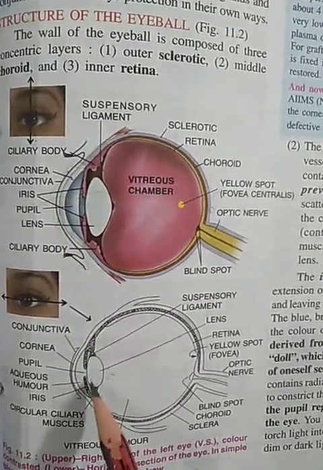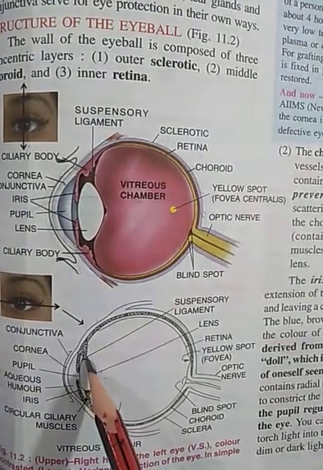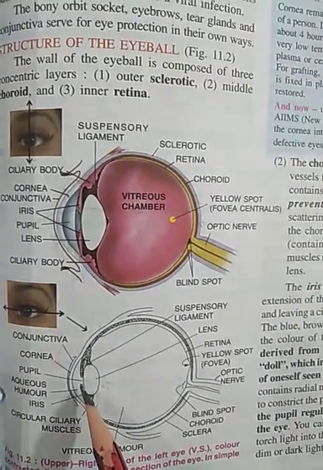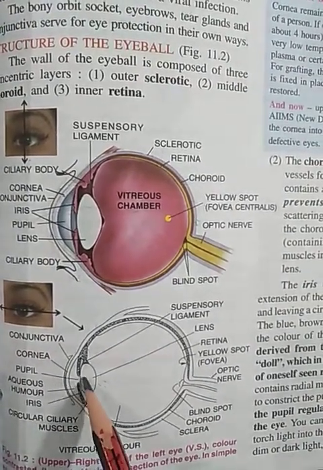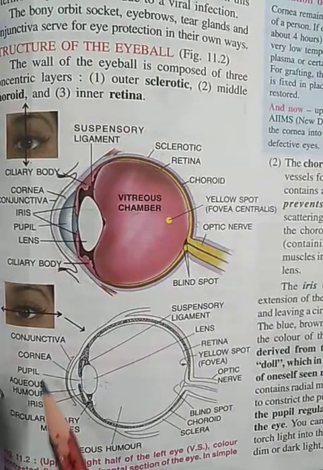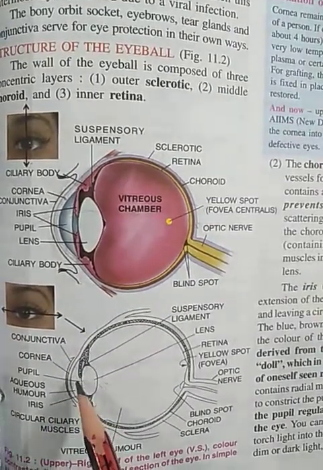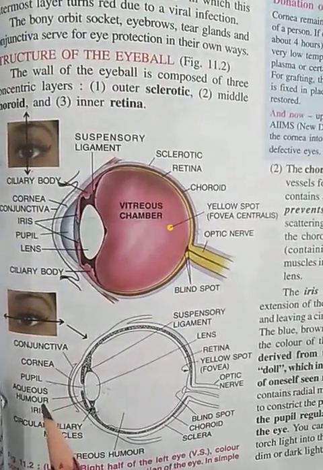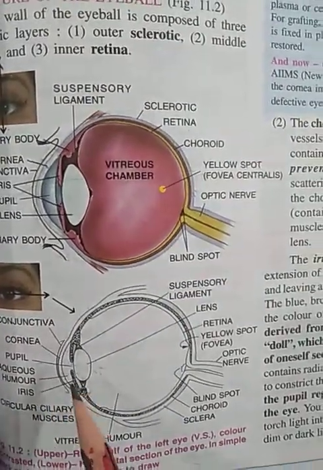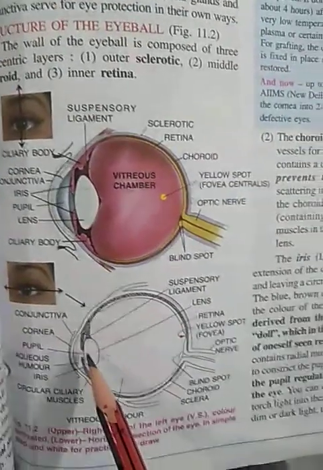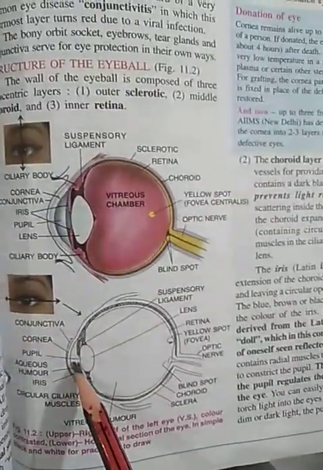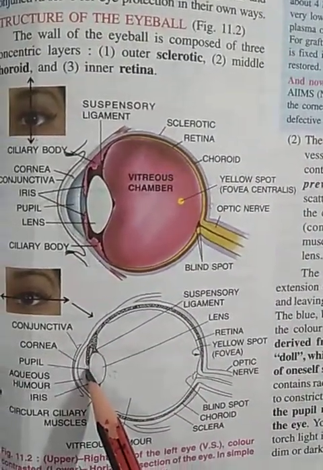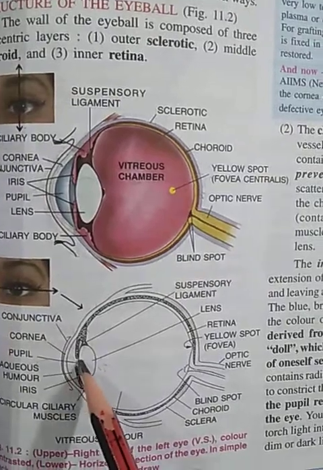Partially covers the lens means here you can see that some part of the lens is covered by this iris, and in the middle an opening is left. So this circular opening in the middle, at the center, is known as the pupil. And the brown, black or blue color of the eye is actually the color of this iris. This iris contains the radial muscles also, and it contains the circular muscles also.